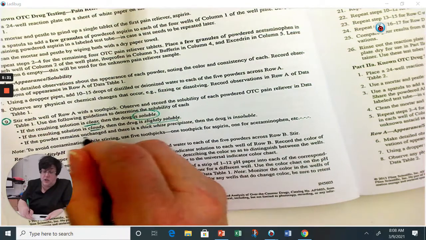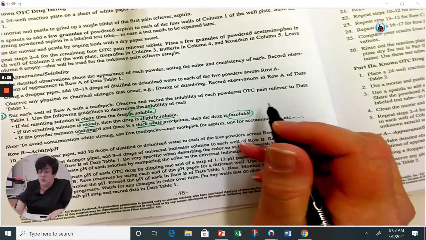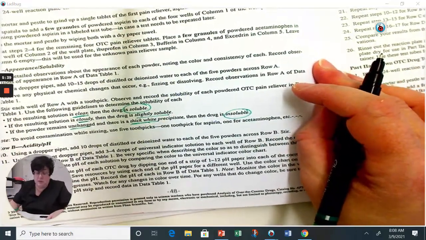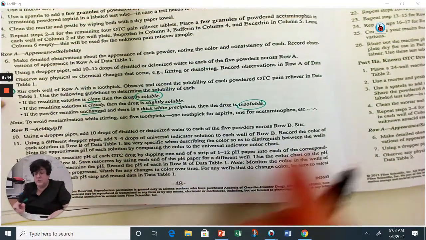But if it's unchanged and it remains on the bottom, we say it is insoluble. Okay, so those are the three things we say: soluble, slightly soluble, or insoluble. We will test pH. Like I just said, we use two things.